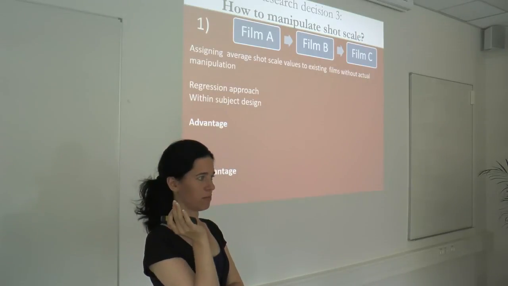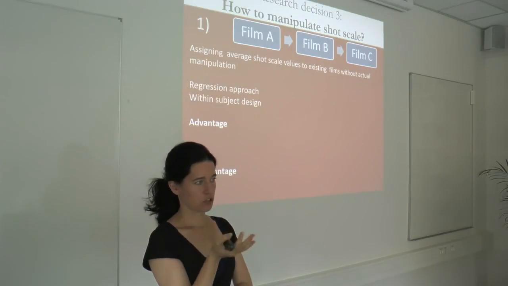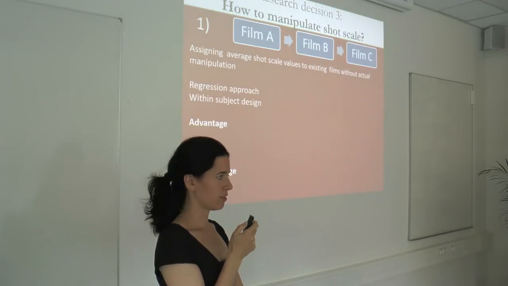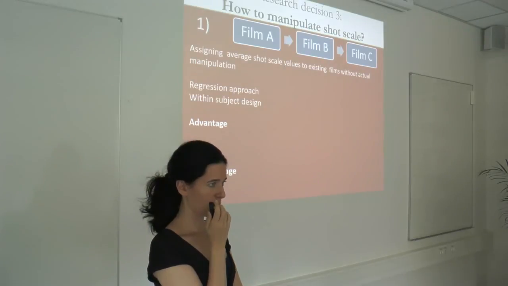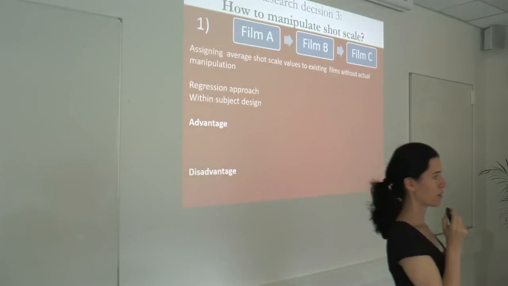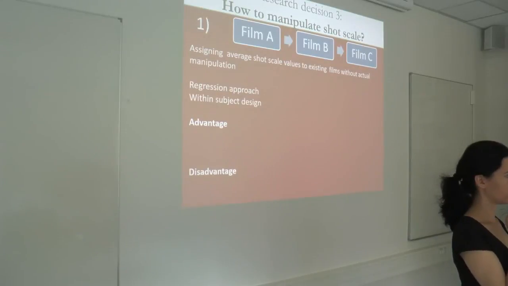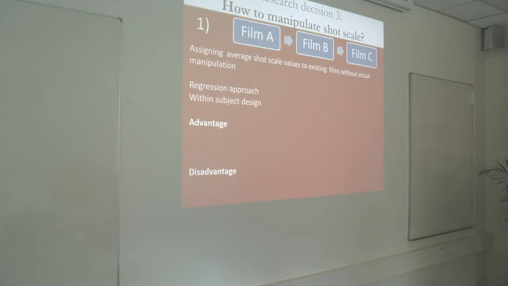So using more movies without actually manipulating the material. Can you repeat the question? Are you asking whether we think it's important that you calculate an average value of shot scale versus a method that incorporates the fluctuations between shot scale? Is that the distinction you want us to make? Yeah, you don't know what else you could do.